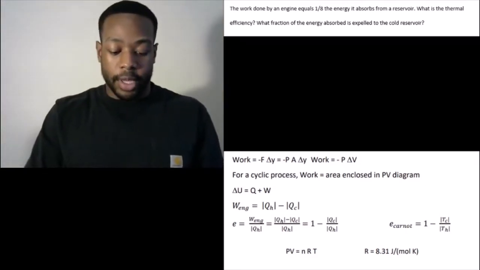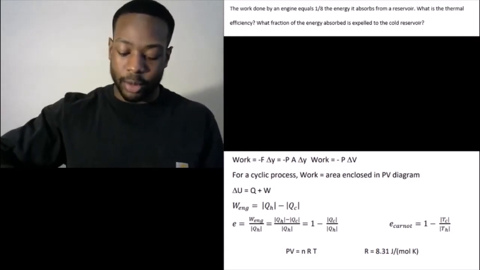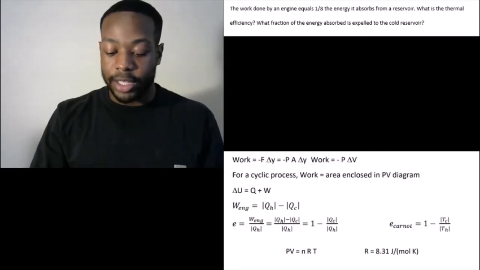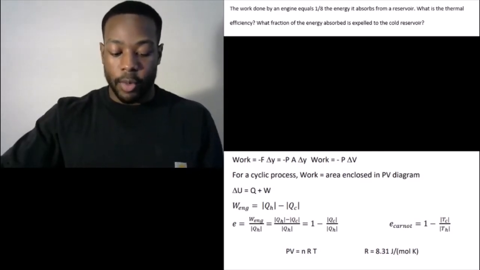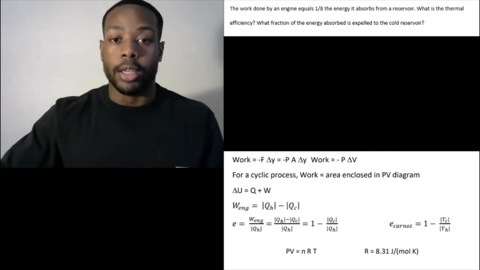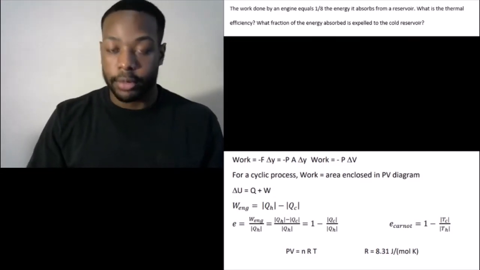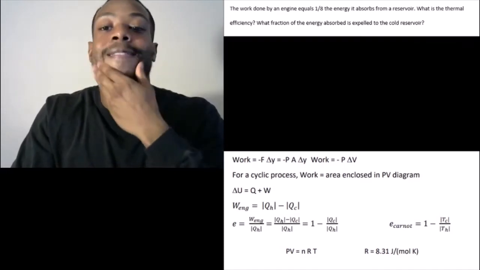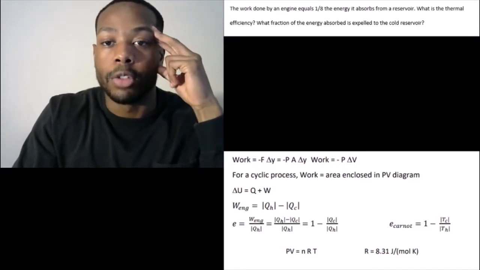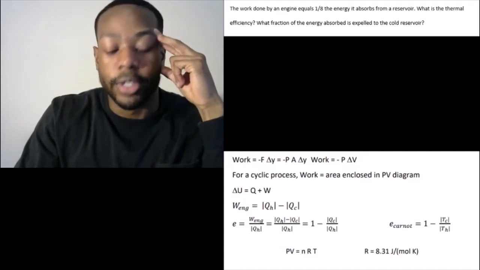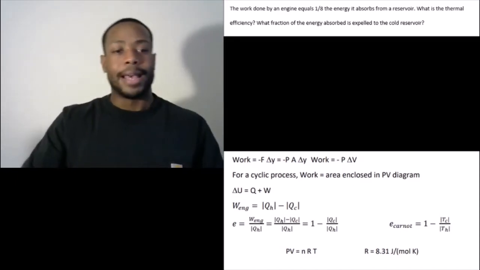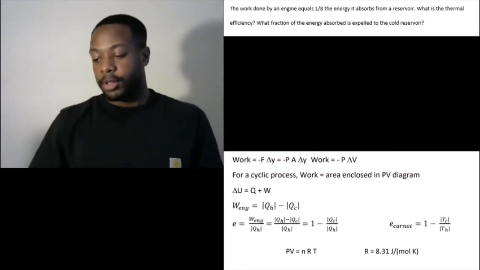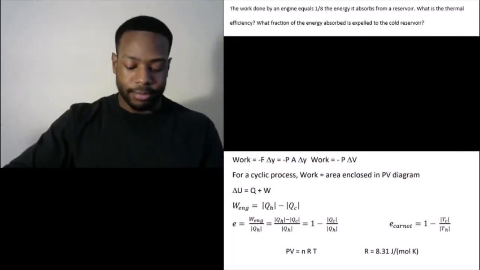Work is going to be, we're going to say it's 1/8. And we know that Q is 1, right? So work done by an engine equals 1/8 the energy it absorbs from a reservoir with thermal efficiency. So that's easy math there. 1/8 over 1 is 1/8, right? So the answer is 1/8.